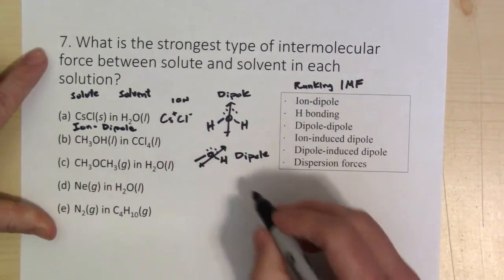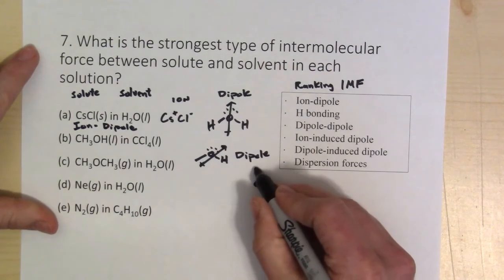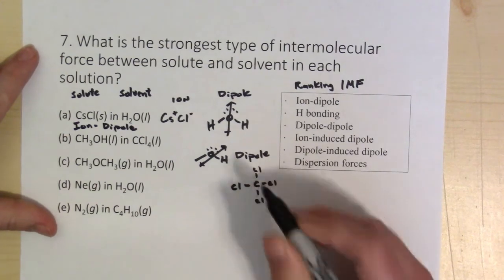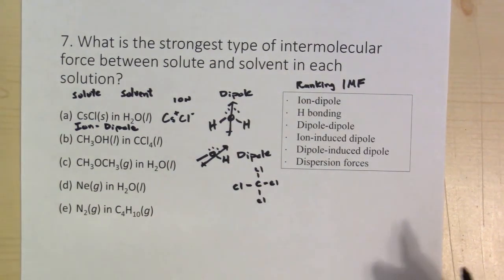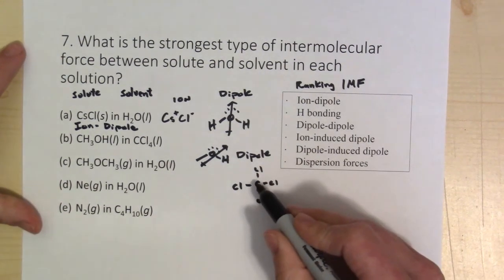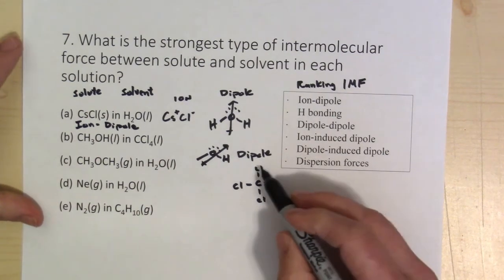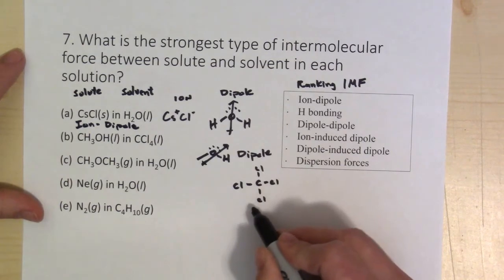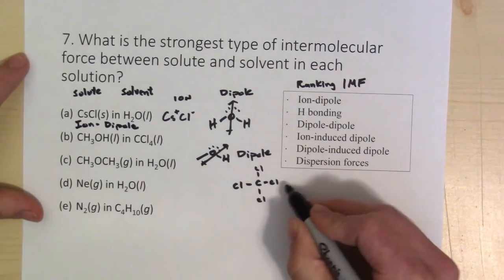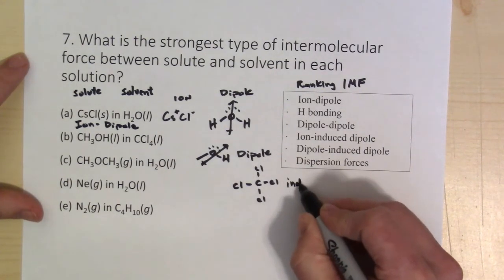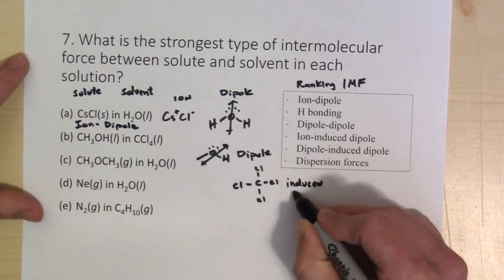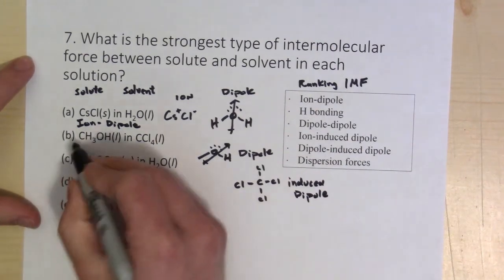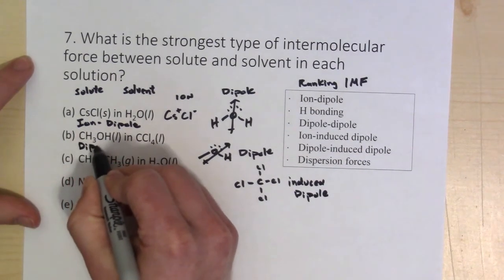So CCl4, that's a carbon with 4 chlorine bonds, so each of those bond dipoles cancel one another, so this is a non-polar molecule, and chlorine is not an atom that can accept a hydrogen bond. So the only forces that this one can interact through is induced dipole. So B is going to be dipole, induced dipole.